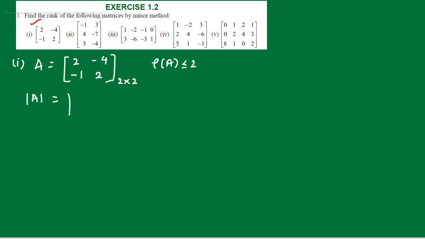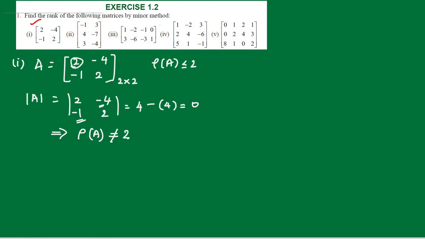So the determinant of 2, -4, -1 and 2 is equal to 4 minus (-1 into -4). So we get 4 minus 4, which is equal to 0. The determinant is equal to 0. We say the rank of the given matrix is not equal to 2. So if the rank is not equal to 2, then we go for checking whether the rank is 1.